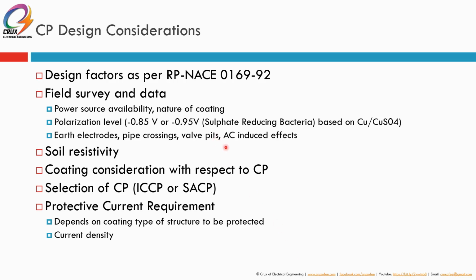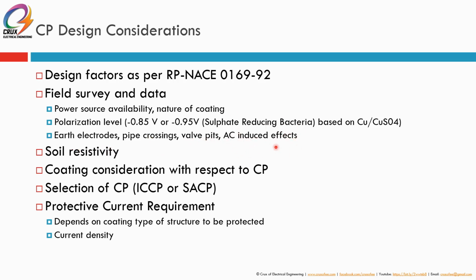So for CP design considerations, the design factors are as per RP NACE, National Association of Corrosion Engineers 0169-92. So this one might be old data. I'm sure there's some development within this last 10 years. So field survey and data, power source availability, nature of coating, polarization level, whether you want this to be 850 millivolts or 950 millivolts if there's sulfate reducing bacteria within the soil. And is there any earth electrodes near or along the pipeline, pipe crossing and valve pits and AC induced effects.